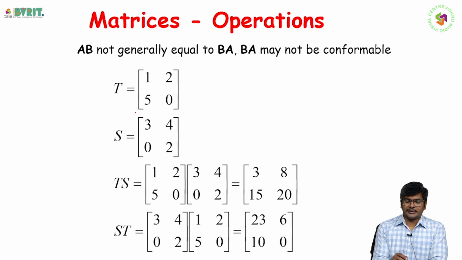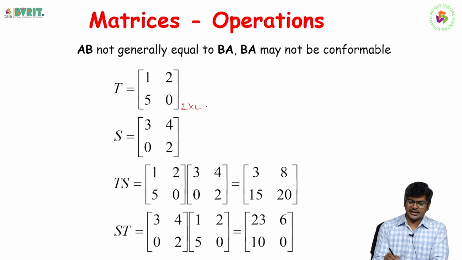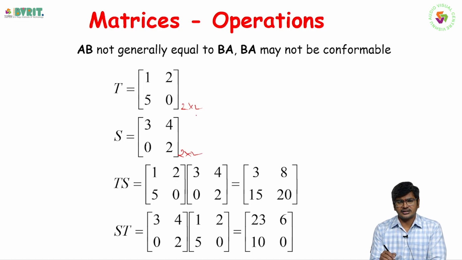What is an example taken? One example, T is equal to 1 2, 0 5. What is the order? 2 by 2. And S, what is its order? 2 by 2. Therefore, the number of columns of the first matrix and the number of rows of the second matrix are both the same.